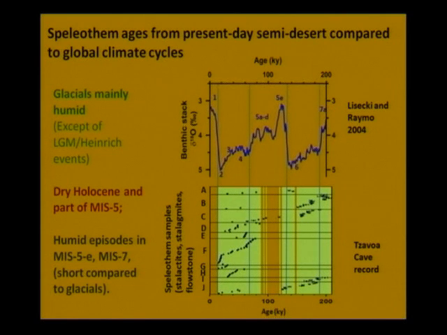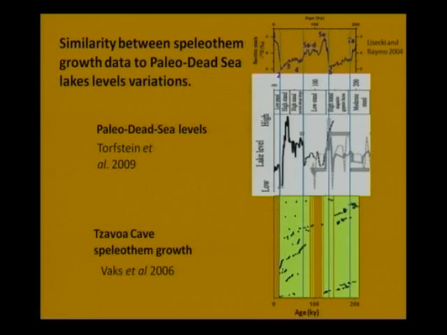If we compare with lakes, we see that it's very similar to Lake Lisan. We have a high level of Lake Lisan here, when we have speleothems in the semi-arid zone, and also a high level in this period. We have some temporary high levels in the stage 5E interglacial, but most of the time in the interglacial we have a low level, and in the Holocene we also have a low level. So we have less water in the system during interglacials. And this is what we see in the semi-arid zone.